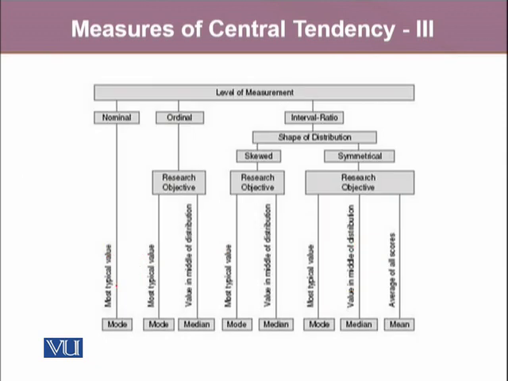The appropriateness of these measures of central tendency also depends upon the type of the variable which we are dealing with. Since we know that there are two major types of variable, which are qualitative and quantitative. Qualitative variables can be nominal and they can be ordinal, whereas the quantitative variable will be measured on an interval or ratio scale.